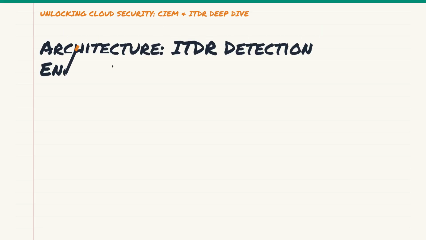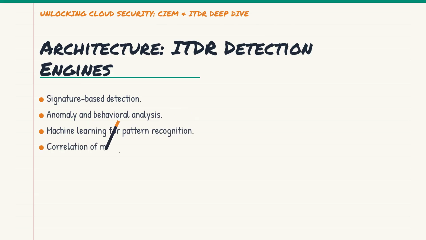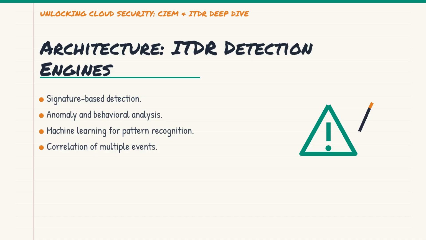ITDR solutions use various detection engines. These can include signature-based detection, looking for known malicious patterns, anomaly detection, deviations from baselines, behavioral analysis, understanding user and entity behavior, and correlation engines that tie together multiple low-fidelity events into a high-fidelity alert. They often leverage machine learning to improve their accuracy over time.